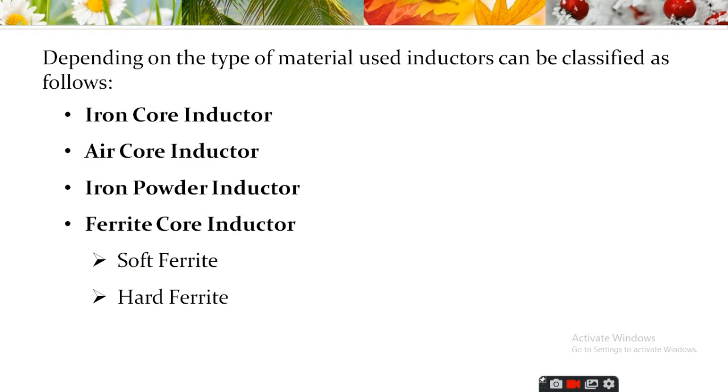Depending on the type of material used, inductors can be classified as follows: iron core inductor, air core inductor, iron powder inductor, and ferrite core inductor.